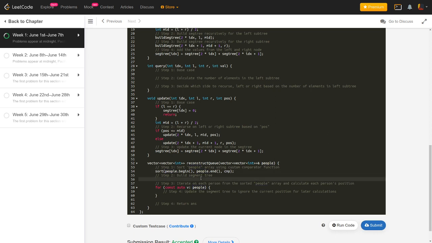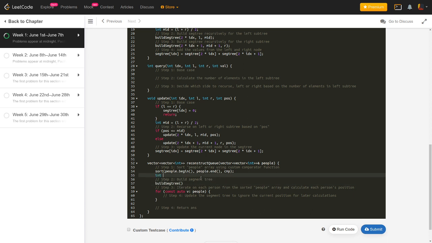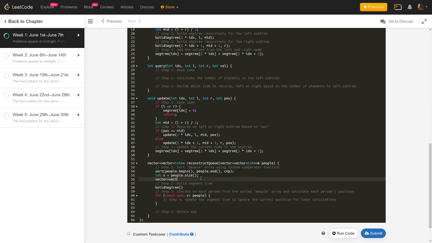Okay, so the next task is to actually build our segment tree. So we just call that build segment tree. Before that, let's just calculate n, which is people dot size. Okay. And let's also initialize our answer vector array as well, which is of size n. Okay, time to build the segment tree.